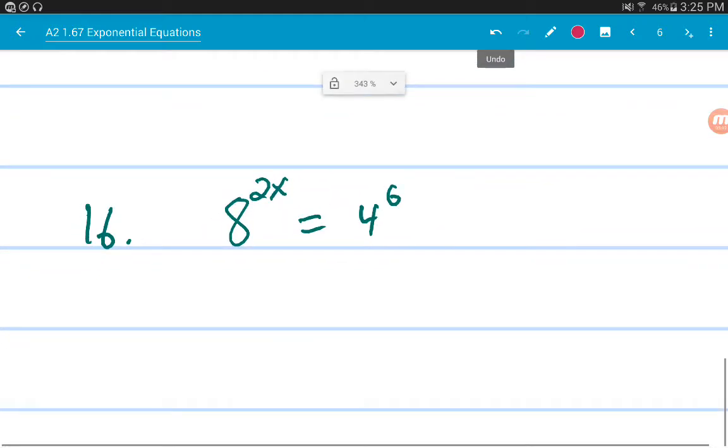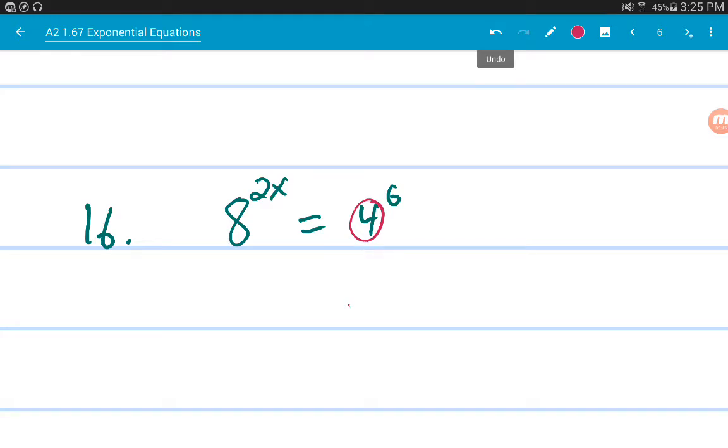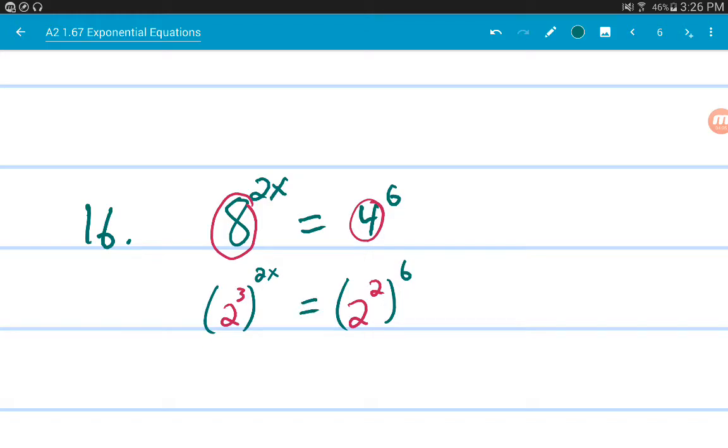So what I'm looking at is what do they have in common? Well, 4 could be rewritten as 2 squared. 2 squared is 4. 8 can be rewritten as 2 cubed. Now what I need to do is bring along the exponents I left behind, which means that this is raised to the 2x, and this is raised to the 6th. And these are still equal.